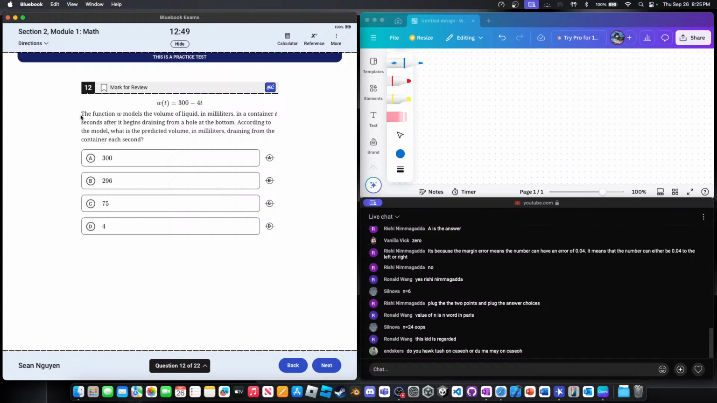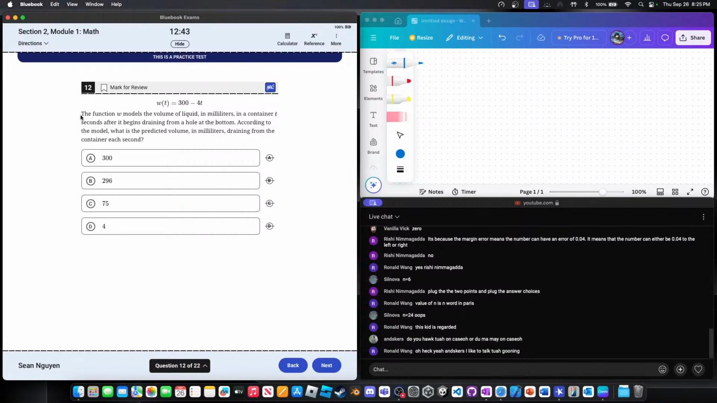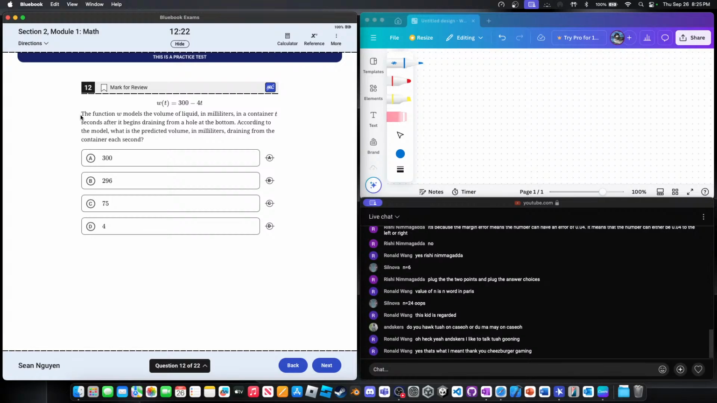In milliliters in a container T seconds after it begins draining from a hole at the bottom. According to the model, what is the predicted volume in milliliters draining from the container each second? What is going on in the chat, guys? Come on. The function W models the volume of liquid in milliliters in a container T seconds after it begins draining from a hole at the bottom. In the model, what is the predicted volume in milliliters draining each second?